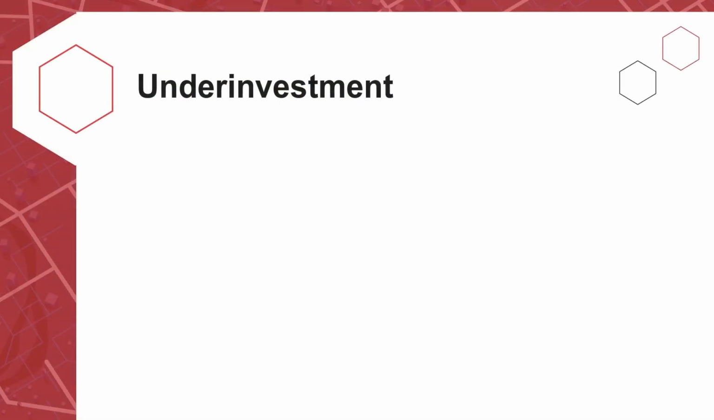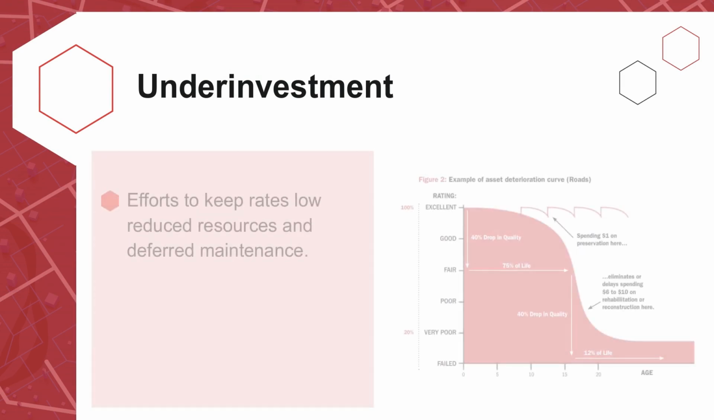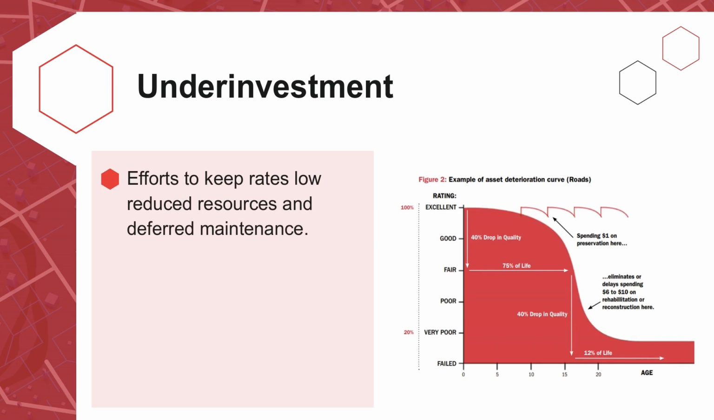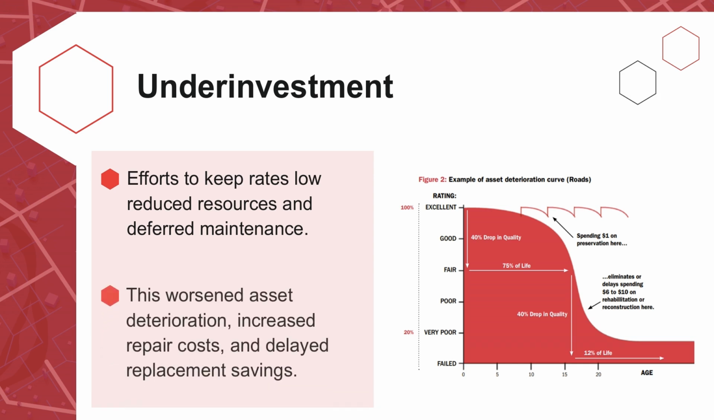Underinvestment. Getting back to the period beginning with the 1970s, at a local level, economic challenges were met with efforts to keep rates for services as low as possible. Together, these local factors, as well as the national underinvestment mentioned earlier, combined to further reduce available resources, resulting in deferred maintenance. This not only increased asset deterioration, it meant repairs would be more expensive when they finally could be made. It also meant that, again, saving for replacement was put off for another day.